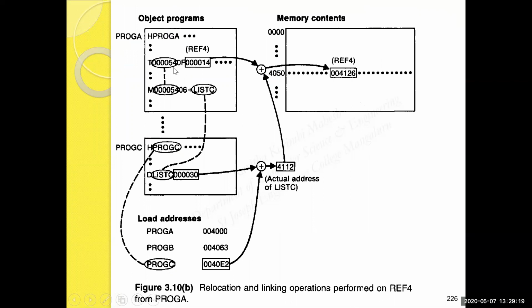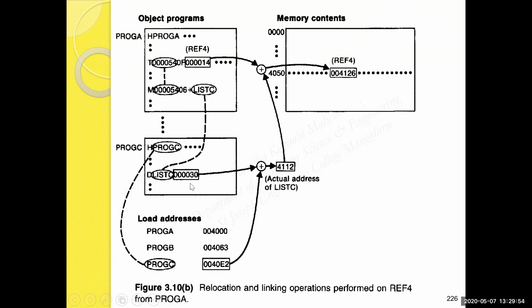So program A specifies that 14 has to be loaded at the address 54, but this 54 is a relative value. So the actual location where the loading has to be done is 54 plus the starting address for program A, that is 4000. So 4000 plus 54 is 4054. So you may see that this is a location. In this location, initially we had 0014 from the text record. So it is initially loaded from the text record at the location 4054, but then the modification record says that to the same location add the value of list C.